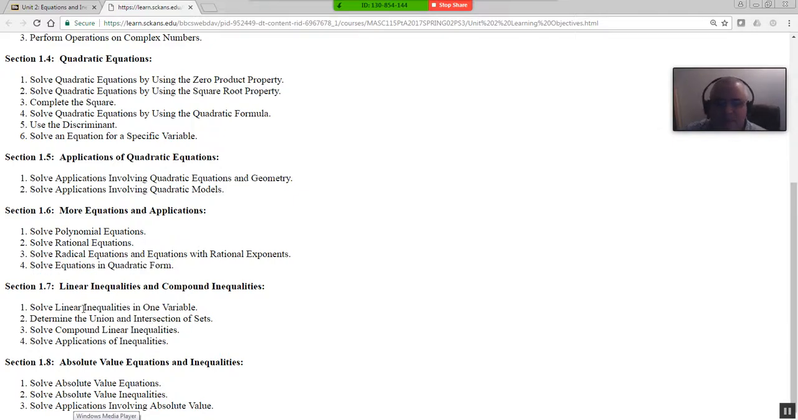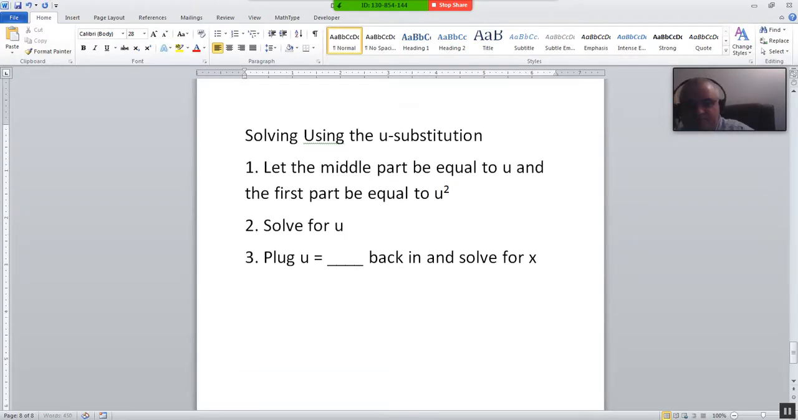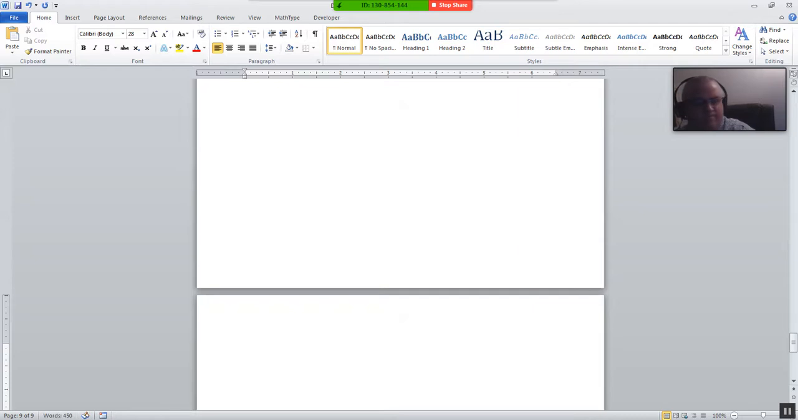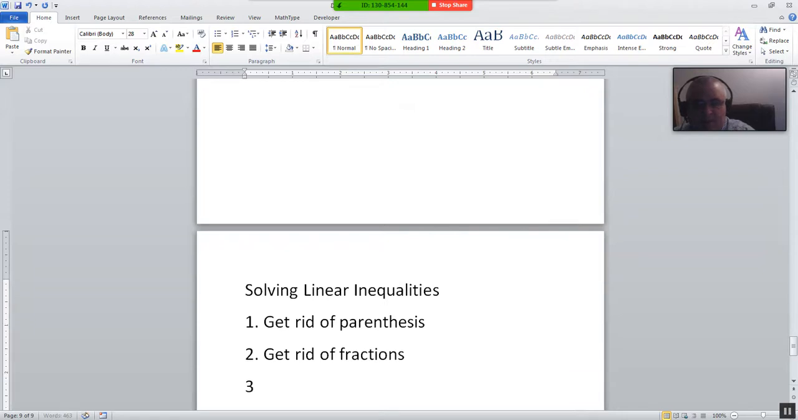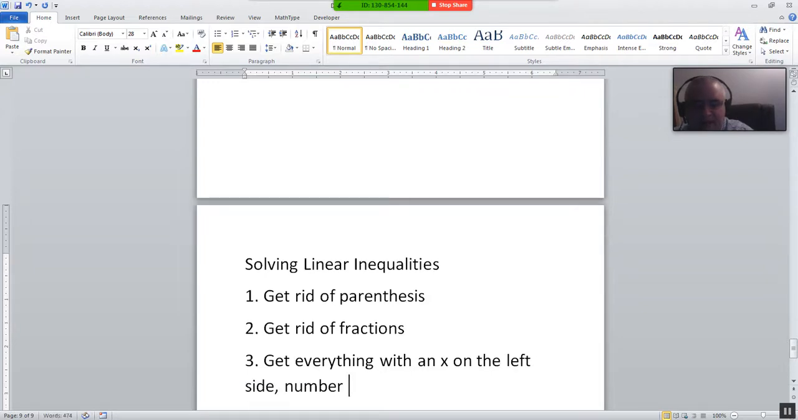Now the next section. I'm not going to have time to do all of it, but I'll go ahead and at least show the solve linear inequalities in one variable. So I'm going to write down the steps for that. Solving linear inequalities. Step 1. Get rid of parentheses. Step 2. Get rid of fractions. Step 3. Get everything with an x on the left side, numbers on the right side.